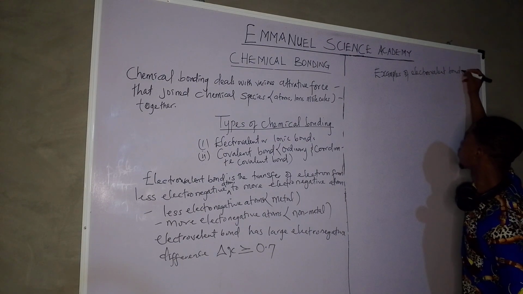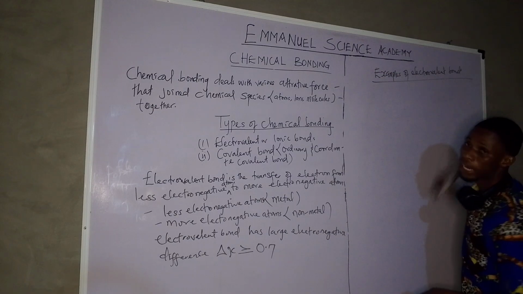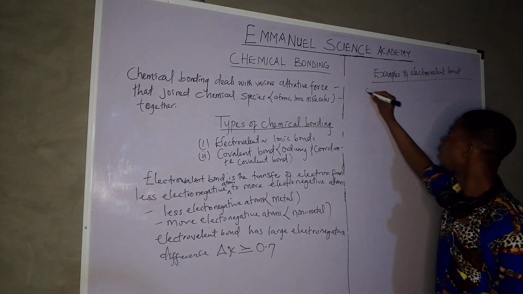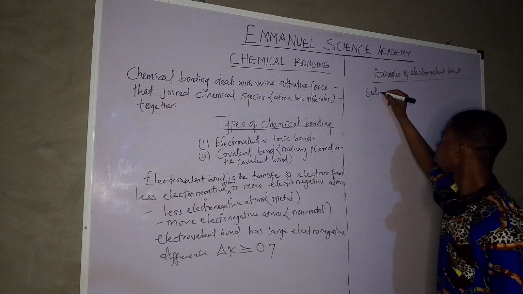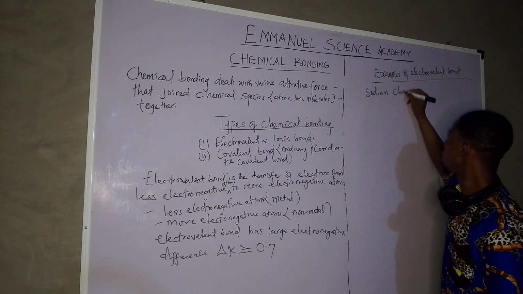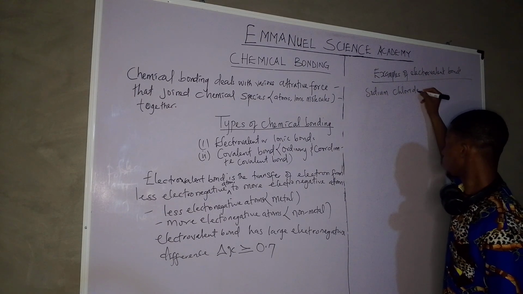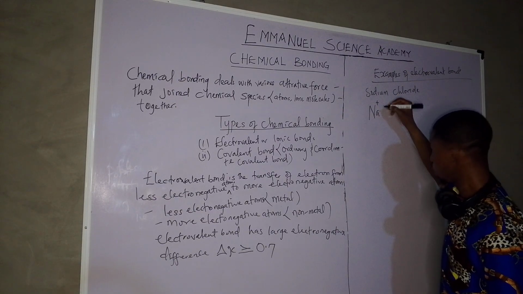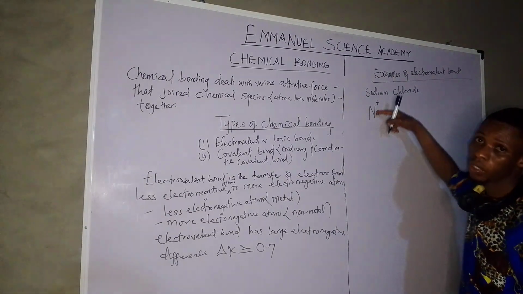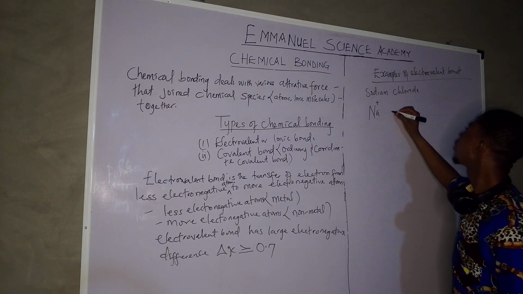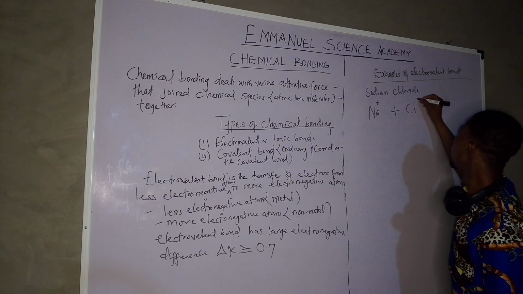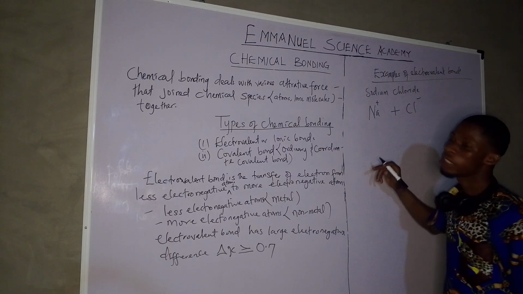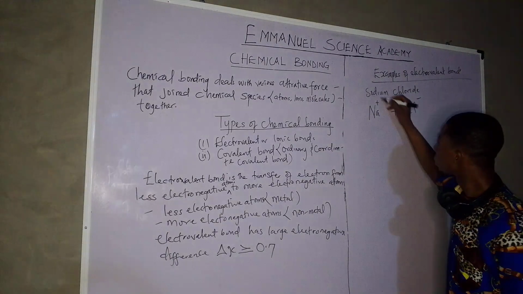Electrovalent bonds are called ionic bonds as well. An example of an electrovalent bond is sodium chloride, that is Na, which is being ionized. It contains an ionic charge of plus, and Cl minus.